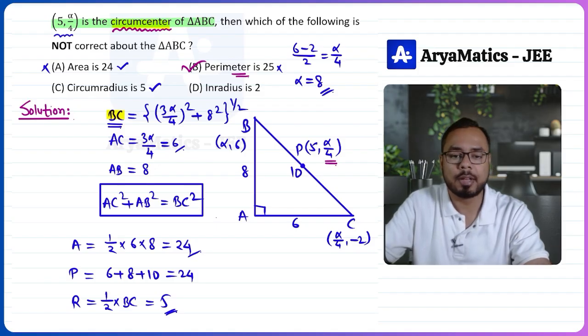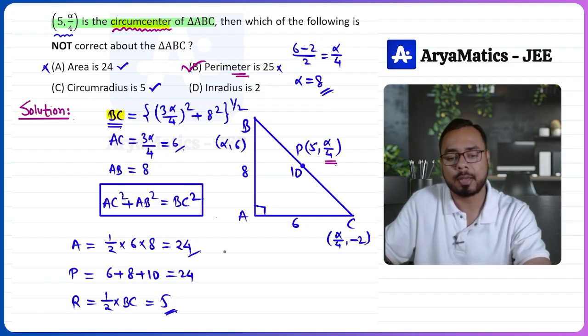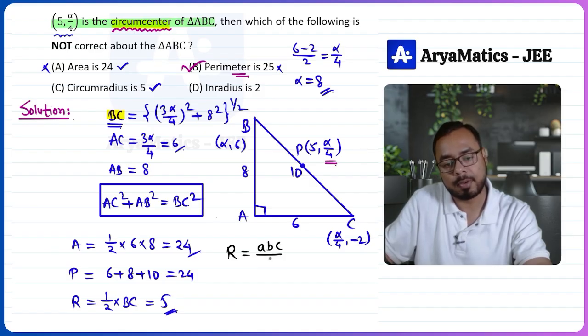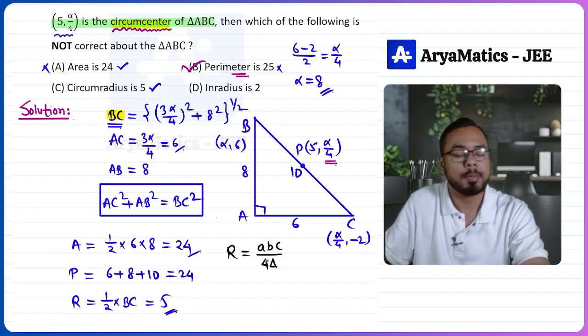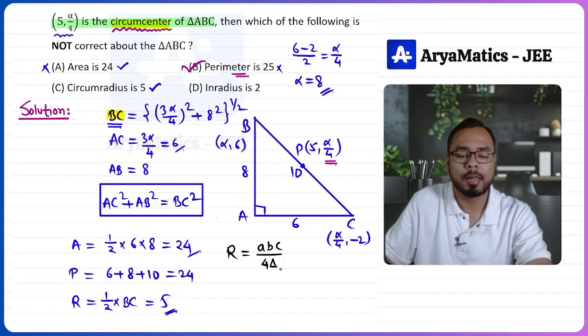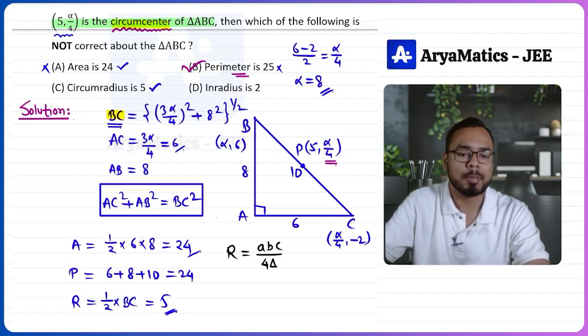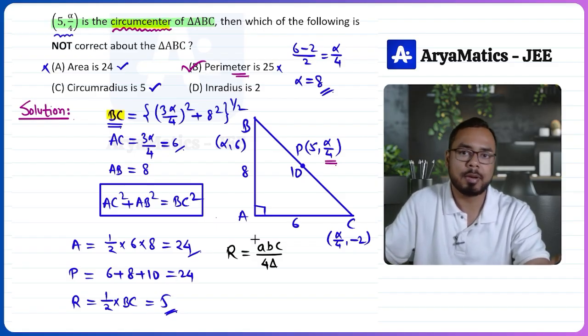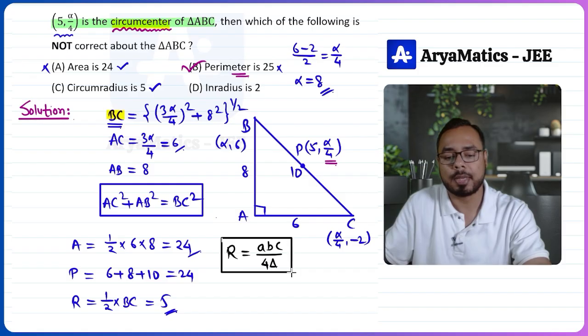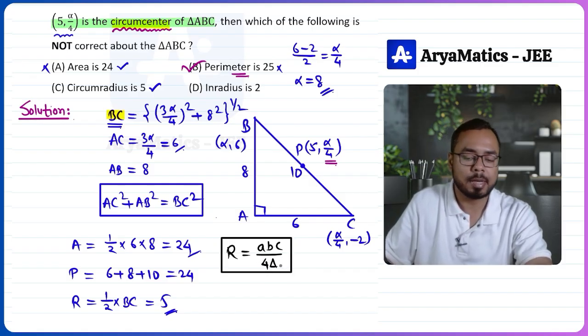Also, you should know the general formula for the circumradius of a triangle. For circumradius, we have another standard formula, abc divided by 4 delta. a, b, c are the three sides of the triangle and delta is the area of the triangle. So for a right angle triangle, here we directly got the circumradius, but in any general triangle, you can use this formula. So circumradius R will be abc by 4 delta.